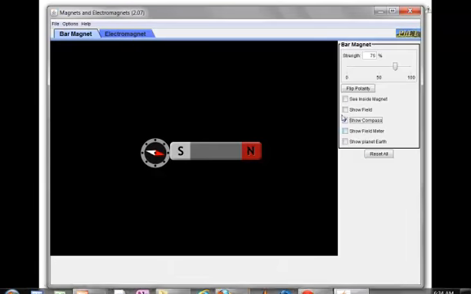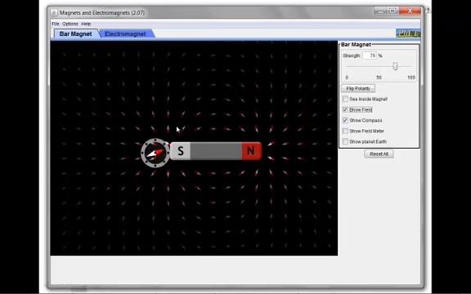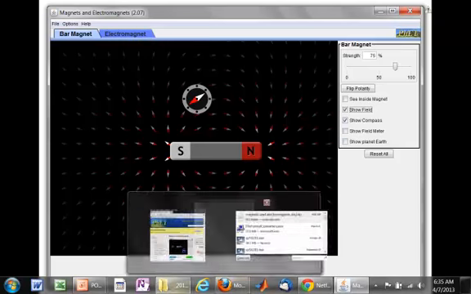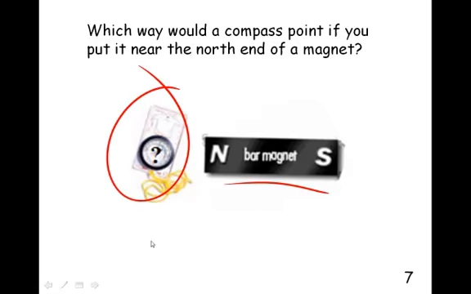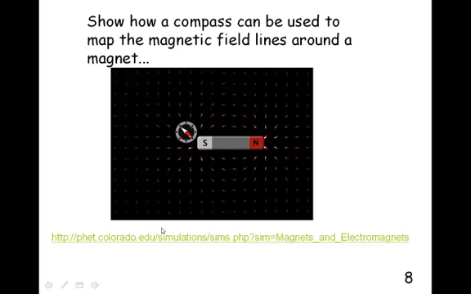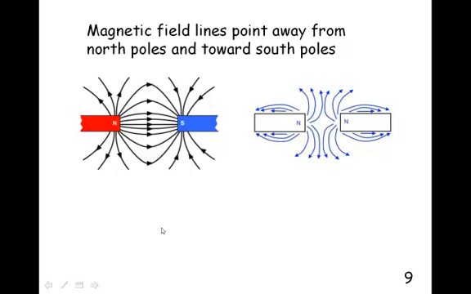Well, wait a second. If we moved our compass all around in space and wrote down the direction of the magnetic field at every point in space, we'd have a map of the field lines around that permanent magnet. Okay, let's return to our show now. So that's what we just did. Magnetic field lines point away from north poles and towards south poles.